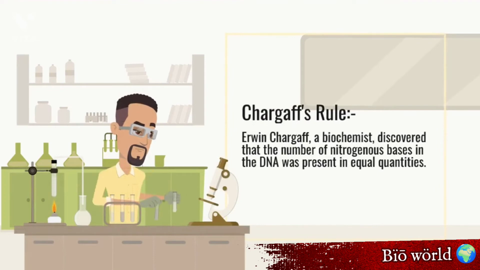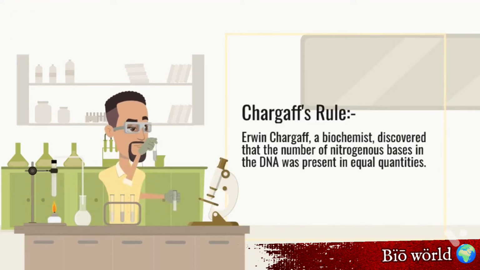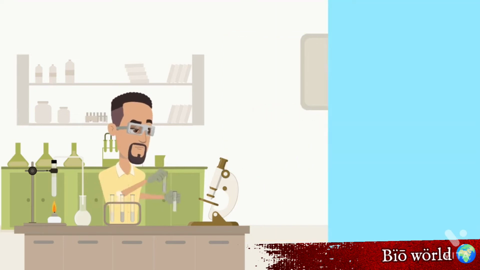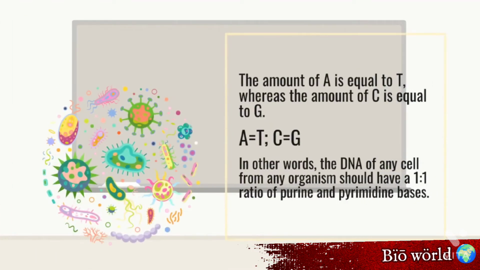Chargaff's rule: Erwin Chargaff, a biochemist, discovered that the number of nitrogenous bases in the DNA was present in equal quantities. The amount of A is equal to T, whereas the amount of C is equal to G. A equals T, C equals G. In other words, the DNA of any cell from any organism should have a 1-to-1 ratio of purine and pyrimidine bases.